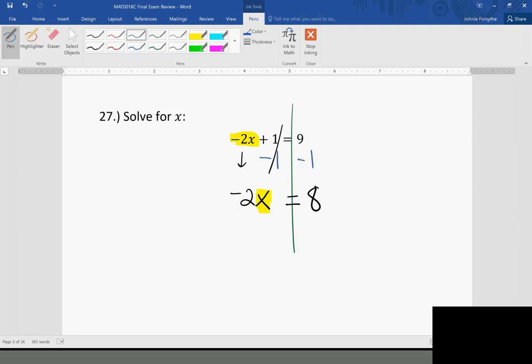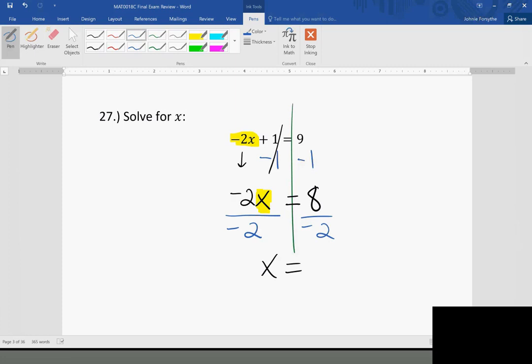So I want to undo, or do the opposite of, this multiplication that's happening here at negative 2x, because negative 2x is the same thing as negative 2 times x. So if I divide by negative 2, that will leave me with just x. That's what I want. But I can't divide by negative 2 on the left and not divide by negative 2 on the right. Because remember, that equal sign is like a balance. That equation has to be balanced.